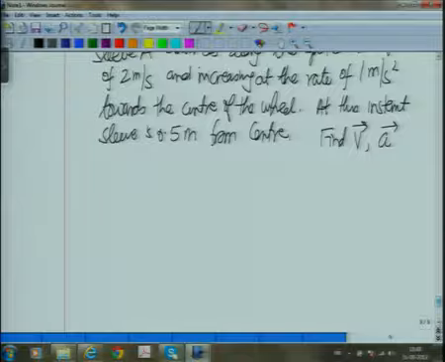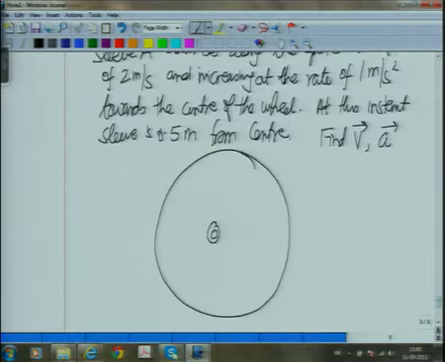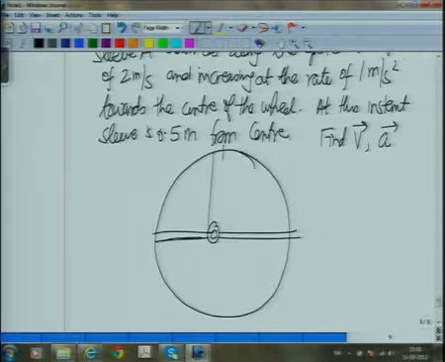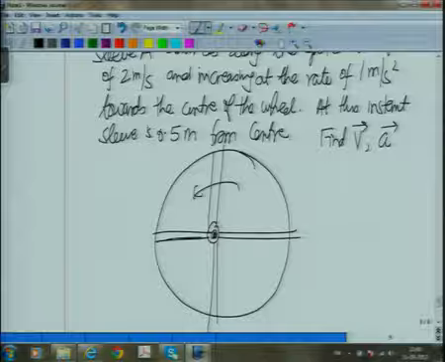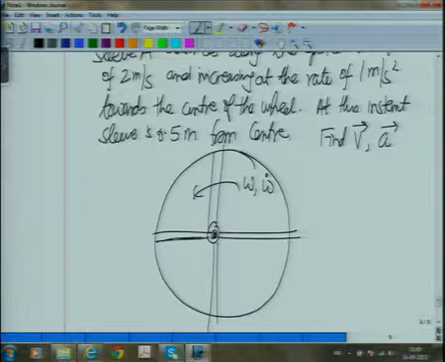So let me first draw the picture. We have a wheel like this. There are some spokes on the wheel. Now this wheel is on a threaded screw. So that means the wheel is rotating. So the rotation of the wheel, the angular velocity and angular acceleration of the wheel are given to you. We'll see how to work that out.